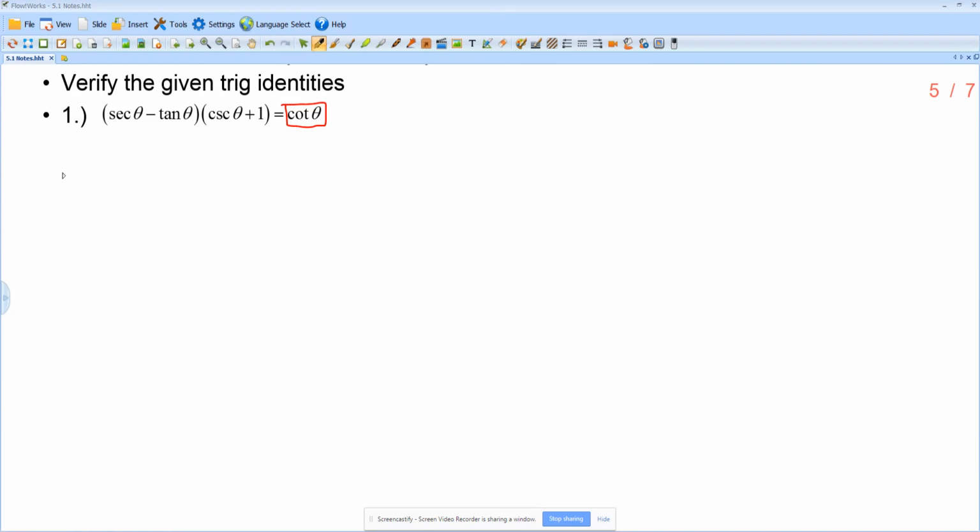So if I multiply this out, I'm going to get secant theta, cosecant theta. So I did these two. And then I'll have secant theta. Then I'll have negative tangent theta, cosecant theta. And last, a negative tangent theta. So all I did there was just multiplied things out.